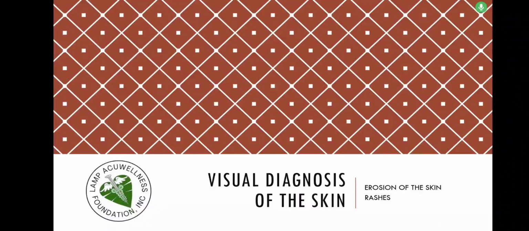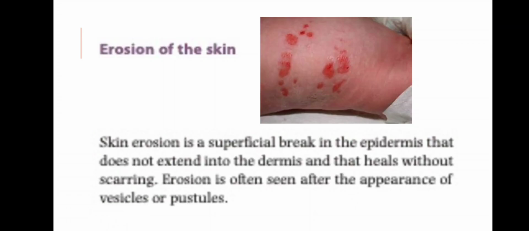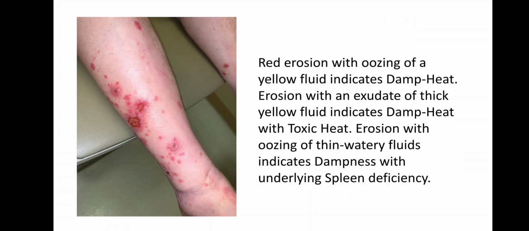Let us now go to visual diagnosis of the skin. The topic is erosion of the skin and rashes. Skin erosion is a superficial break in the epidermis that does not extend into the dermis and that heals without scarring. Erosion is often seen after the appearance of vesicles or pustules.